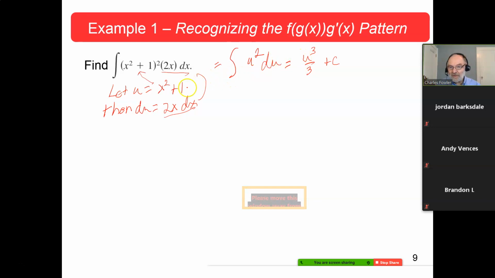All we do now is plug back in what u is. So this is x squared plus 1 cubed over 3 plus c. There's your answer. Without having to square the binomial, multiply it by 2x, then take that polynomial and integrate it, and you'll get something really big, long, and hairy. And then you have to recognize that comes out into this simple form here. This is the way to go.